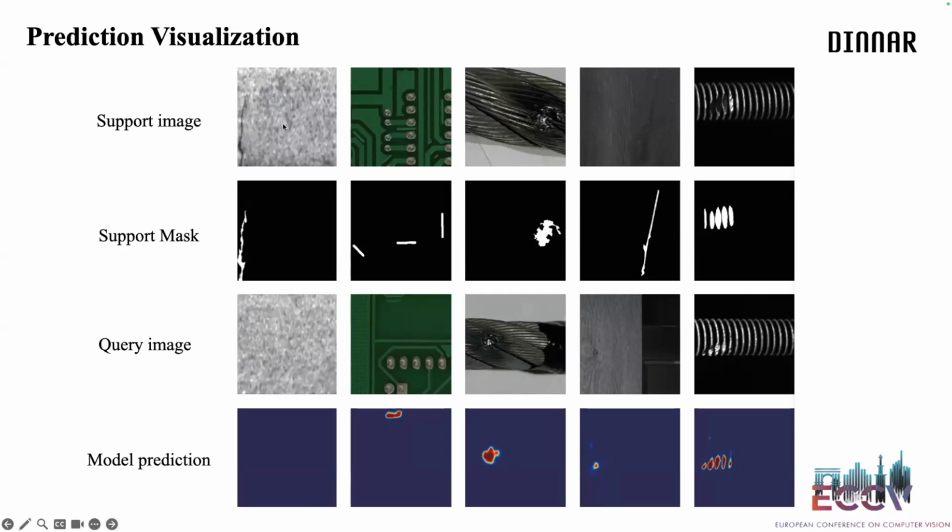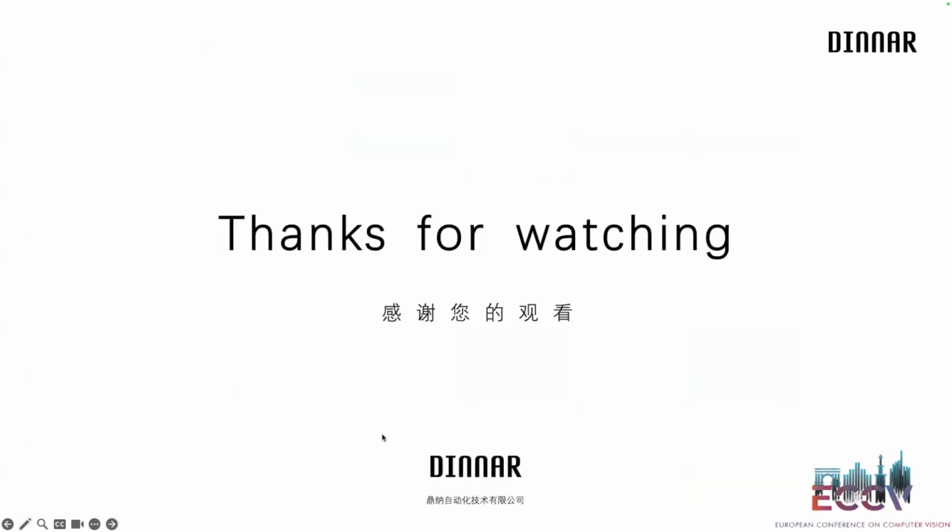The first column is the support image, the second row is the support mask, and the third row is a query image, and the final row is our model prediction. So that's all. Thanks for watching.